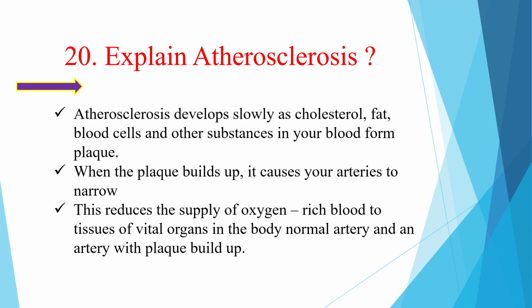Question number 20. Explain atherosclerosis. Atherosclerosis develops slowly as cholesterol, fat, blood cells and other substances in your blood form plaque. When the plaque builds up, it causes your arteries to narrow. This reduces the supply of oxygen-rich blood to tissues of vital organs in the body. Normal artery and an artery with plaque buildup.